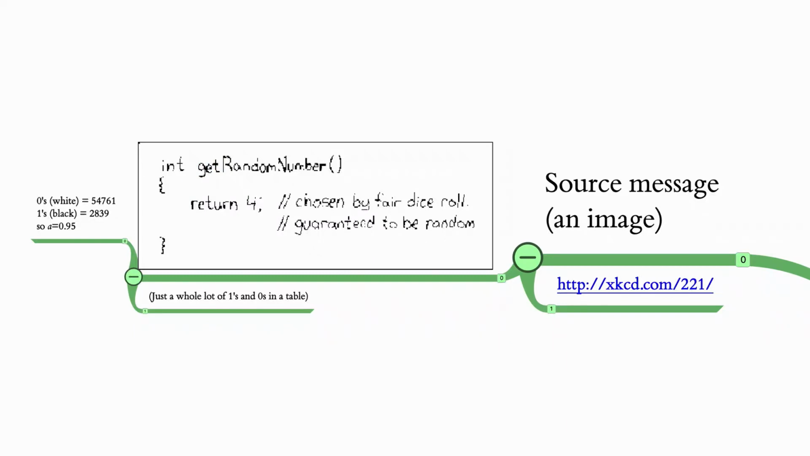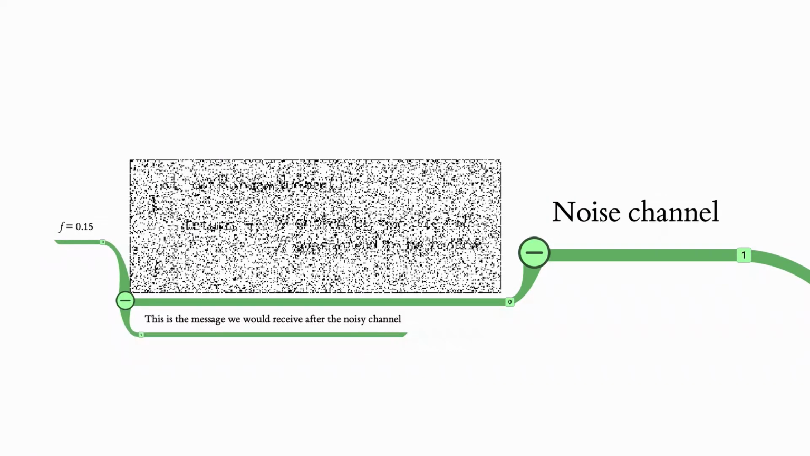If you count in this particular image, it turns out there are of the order of 55,000 white pixels, 55,000 zeros, and 3,000 black pixels, or 3,000 ones. And so the probability of seeing a 0 from the source is going to be 0.95. Now we pass it through a noisy channel, and in this case the probability of a bit flip is going to be 0.15, and this is the message we see. Possibly if you squint at this for long enough, you can make out some of the words, but it's pretty hard to be sure unless you happen to know what the message was.